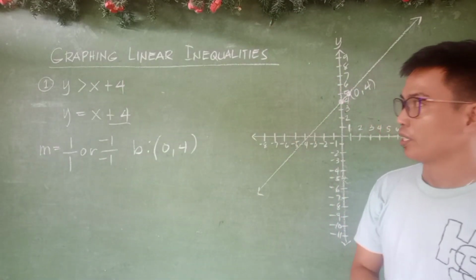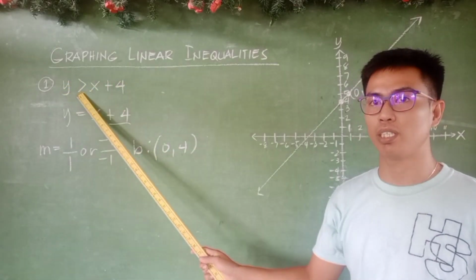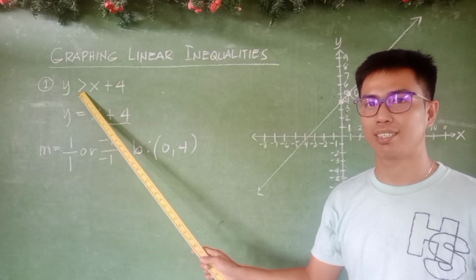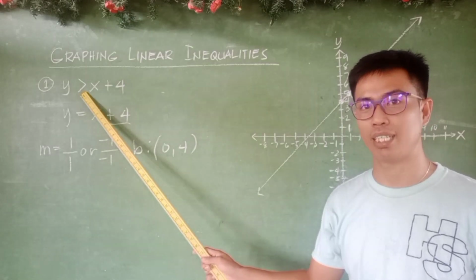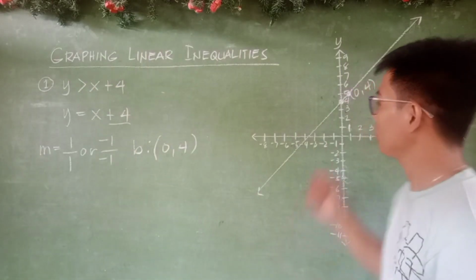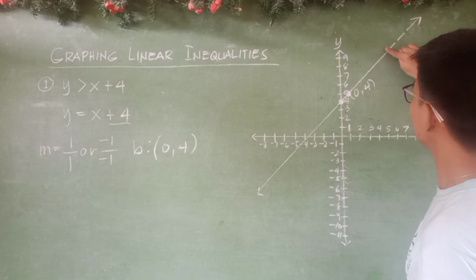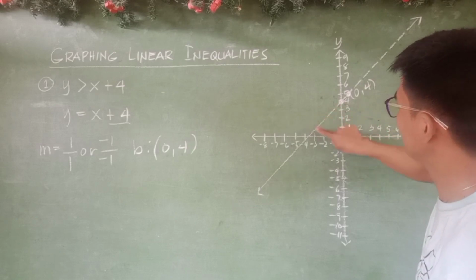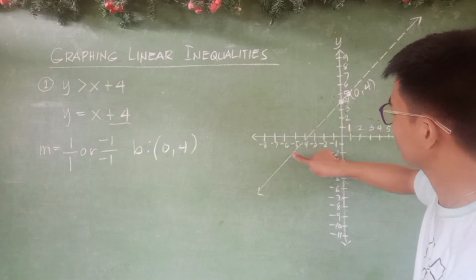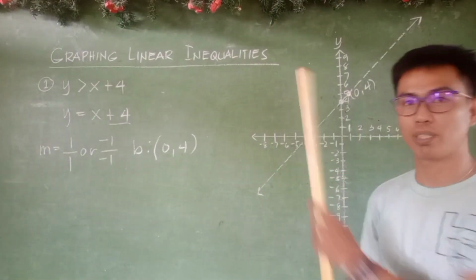Now, so looking at or going back at the given, ang gamit nating relationship symbol is greater than. So that means, broken line yung gagamitin natin. So puputol-putulin ko lang to. So since broken line siya, putol-putulin lang natin. Ayan. So, na-broken na siya.